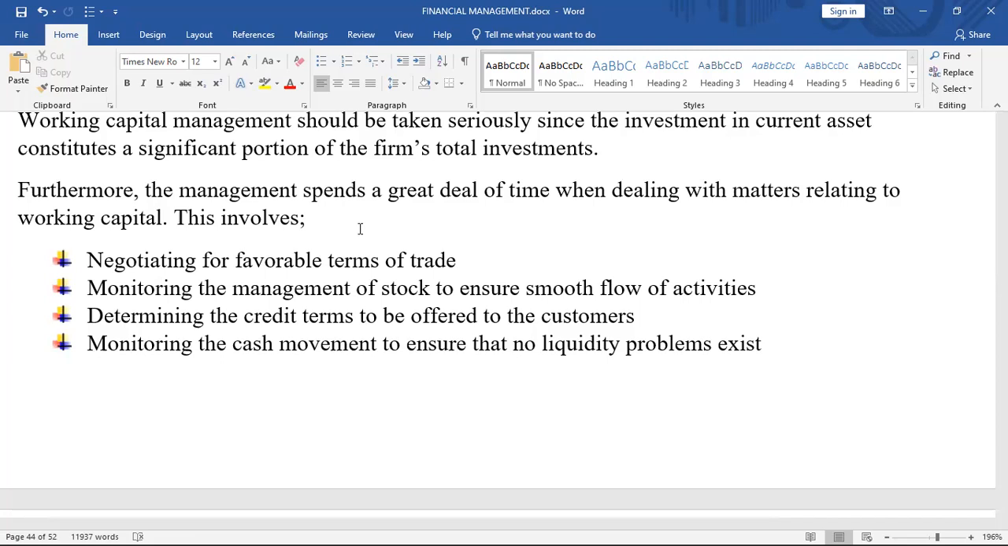Number two, we are discussing monitoring the management of stock to ensure a smooth flow of activities. For those who are not doing management accounting, you will see a topic later today discussing inventory management. When we discuss inventory, we want to look at how the organization can maintain stock; the main objective of inventory management is to minimize the liquidity risk and maximize the investments.